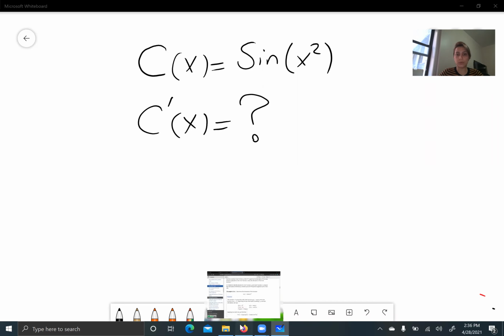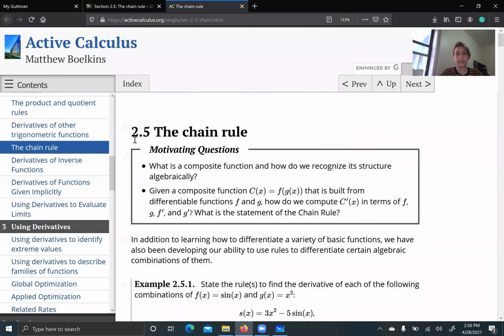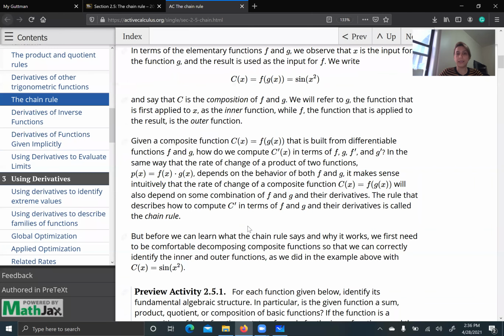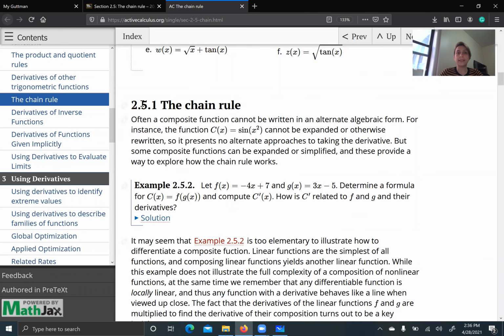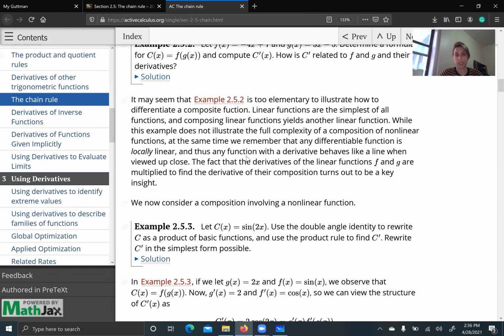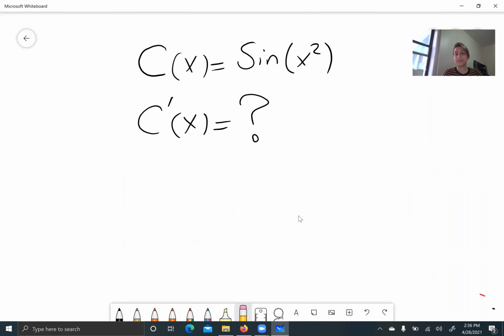Just to remind you where we are: we are in section 2.5, the chain rule. We are studying the chain rule. So far, we saw that we are dealing with the composition of two functions, and the technique to take their derivative is the chain rule. We also saw what the chain rule is, and now we are doing the first example, to see how to apply the chain rule to take the derivative. Okay, so let's continue.